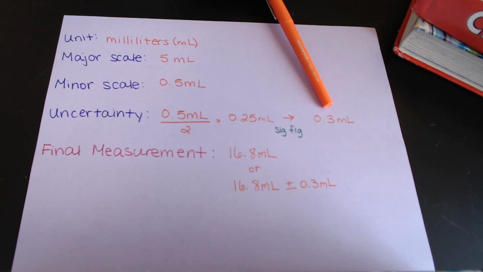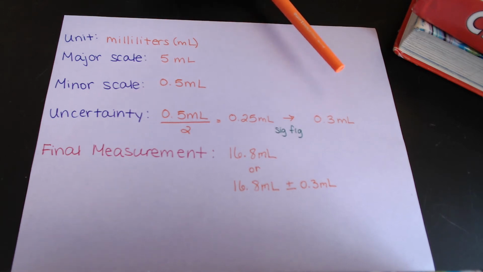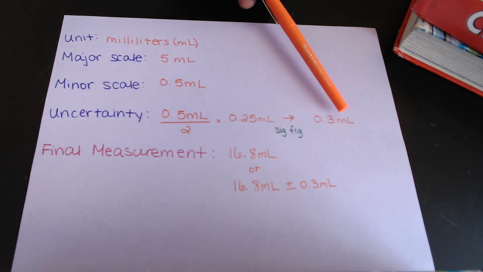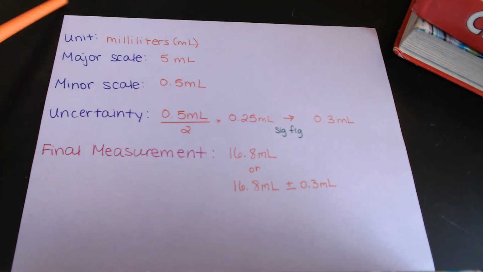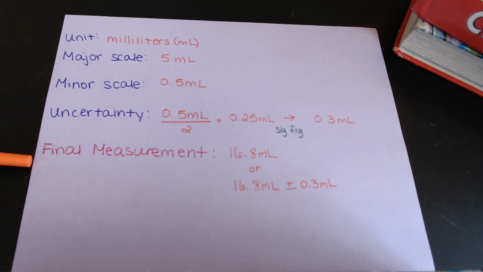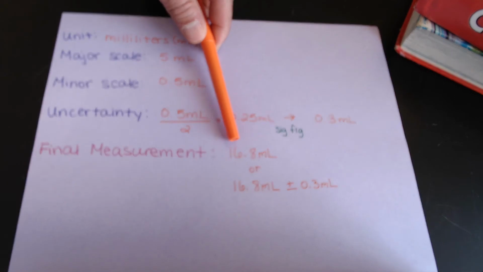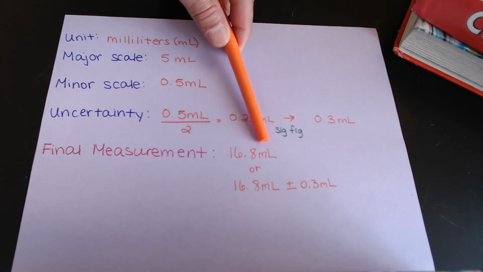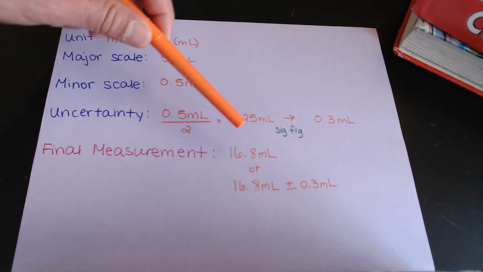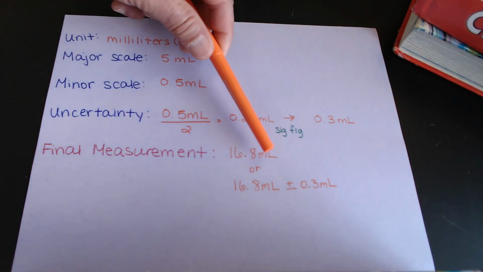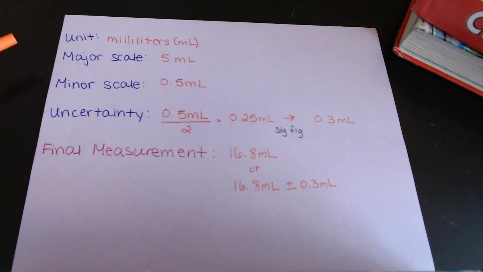Okay, so now we have one sig fig, right? That's one sig fig to 3. And we've gotten rid of that place value that was really too small for us actually to estimate. Okay, that really we couldn't tell the difference with the scale that we had, the minor scale that we had. All right, so let's put it all together. Your final measurement comes out to 16.8 milliliters, or 16.8 milliliters plus or minus 0.3 milliliters if you want to be really exact about it.